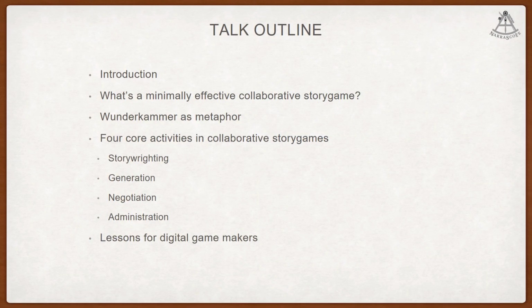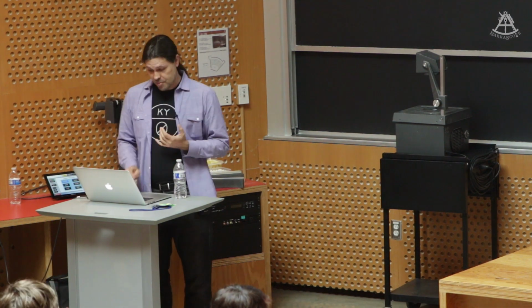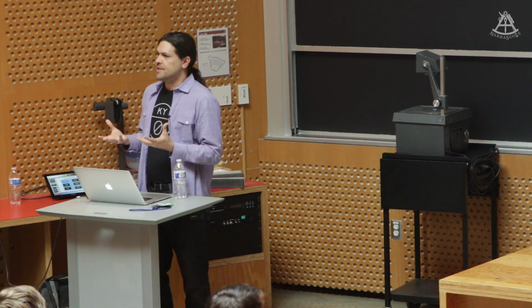So that's my introduction. I'm going to talk about what's, I think, a minimally effective collaborative story game. I'm going to talk about a metaphor I really like, which is the wunderkammer, and explain what that means. I'm going to talk about 4 kind of core activities in collaborative story games that, to me, seem like the most important things people do when they play these games. And for each of those, kind of give an example of a game that I think exemplifies that point. And then I'm going to talk about some lessons that digital game makers can take from these games.